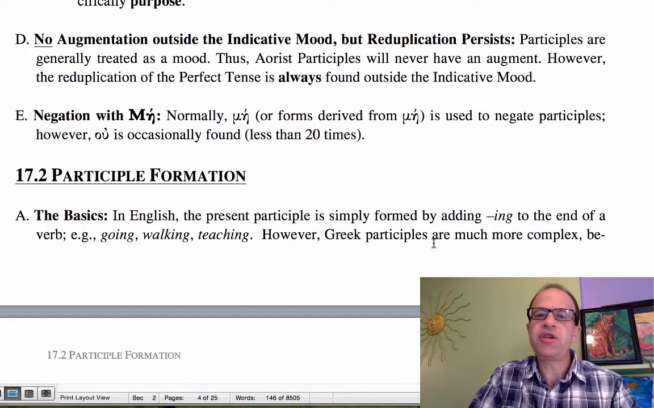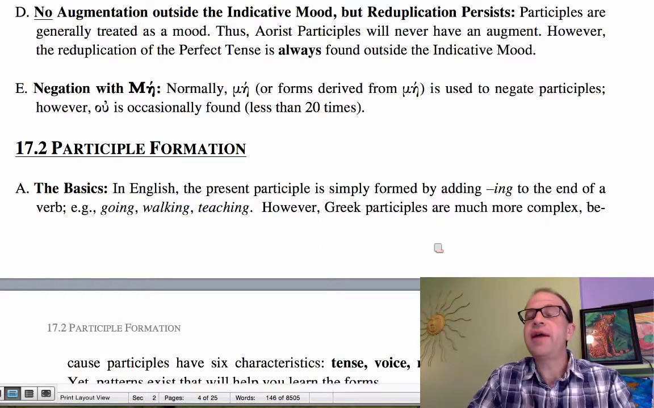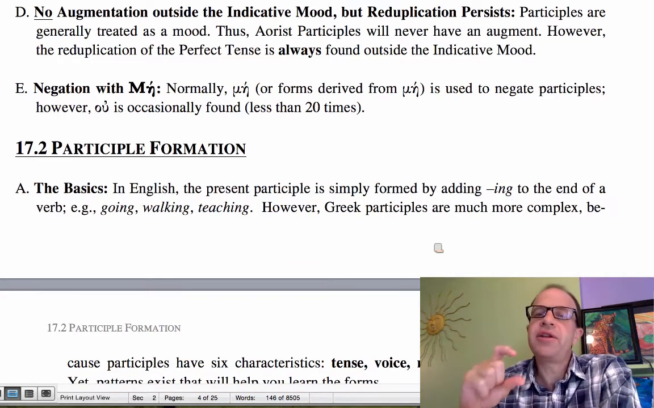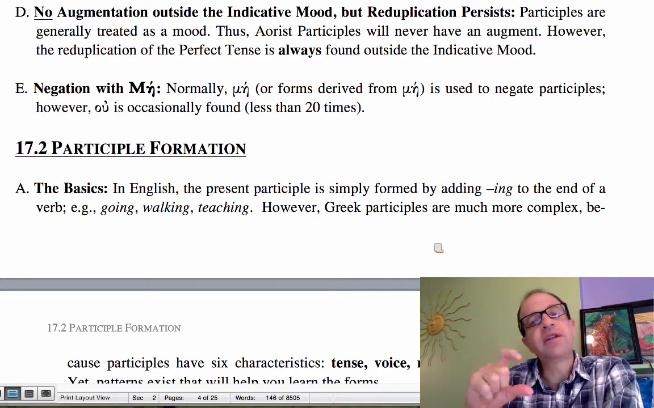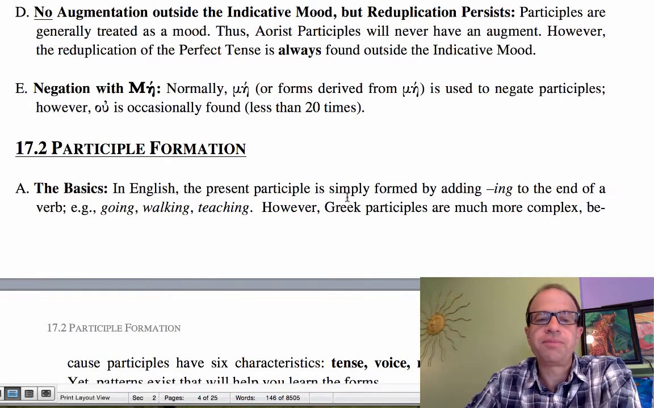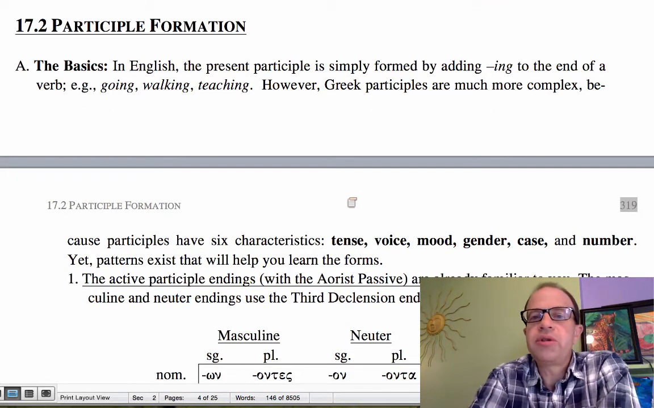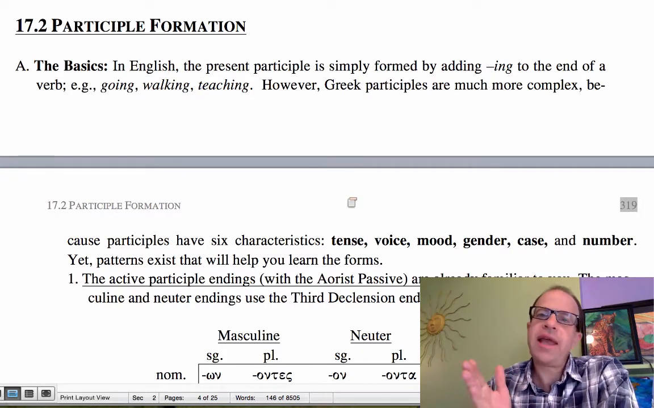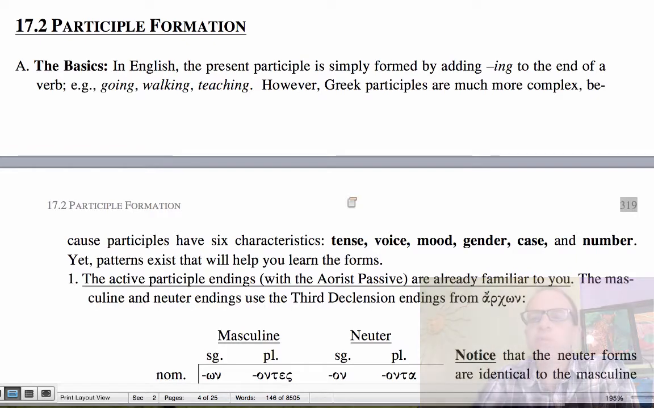Now, there's no augmentation outside the indicative mood, and that begins now with the participles. So the augment was something that was added to the verb stem to indicate remoteness, often signaling past time, but now it's not present. And so there is no absolute time with participles. The negative word for participles is me. Me is normally used to negate a participle. Well, participles in English would be words like going, walking, teaching. You basically could take any verb and add an -ing to it, and you could start to form a participle.